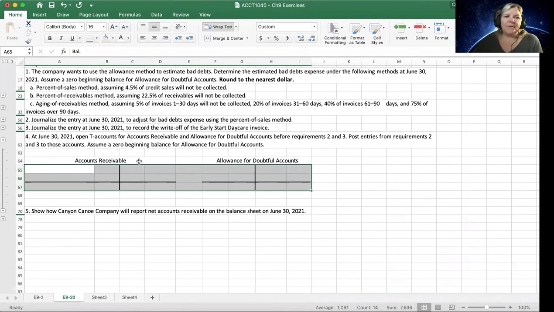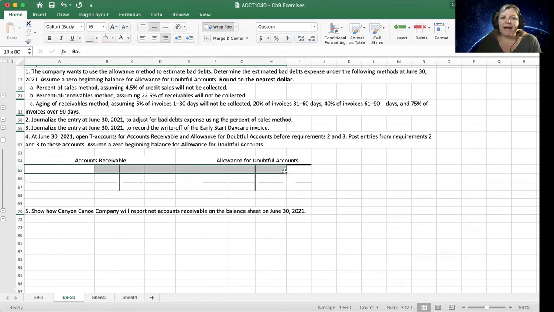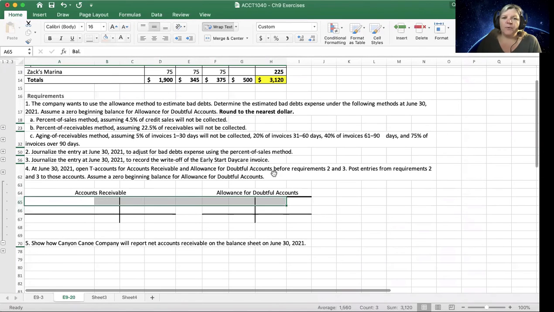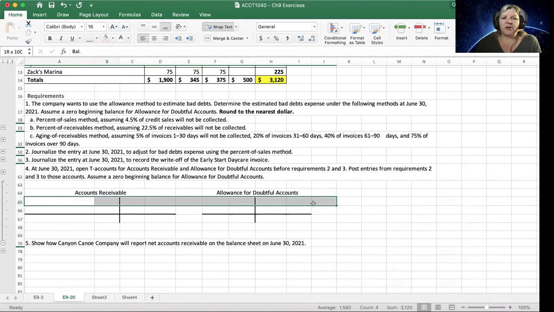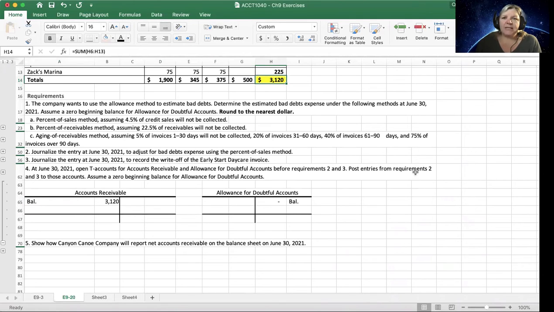Okay, so requirement number 4, we're opening T accounts for accounts receivable and allowance for doubtful accounts before the journal entries that we posted in requirement 2 and 3. So the first thing we want to do is set up our opening balances for these two accounts with the information that is known from the question already. And we know our balance in accounts receivable at June 30th from up above here is 3,120. They've told us that the balance is 0 in our allowance for doubtful accounts.